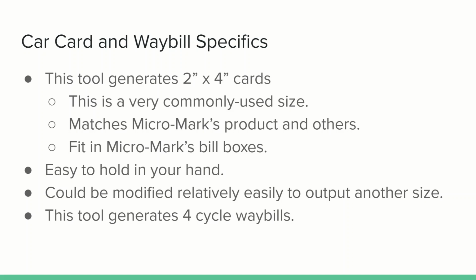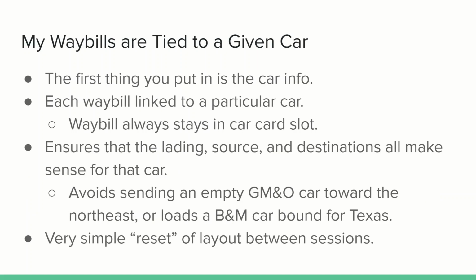The tools that I have could be relatively easily modified to create this in some other size if you wish. And in my case, I'm also generating what are called 4-cycle waybills, which is to say that each waybill will direct the car to 4 different destinations, and it does that by printing it in different orientations and on both sides of the waybill. We'll talk a little bit more about that. Also, my waybills are tied to a given car. So the first thing you're going to do for a waybill is to put in the car information, the reporting marks for the car that you're going to associate it with.